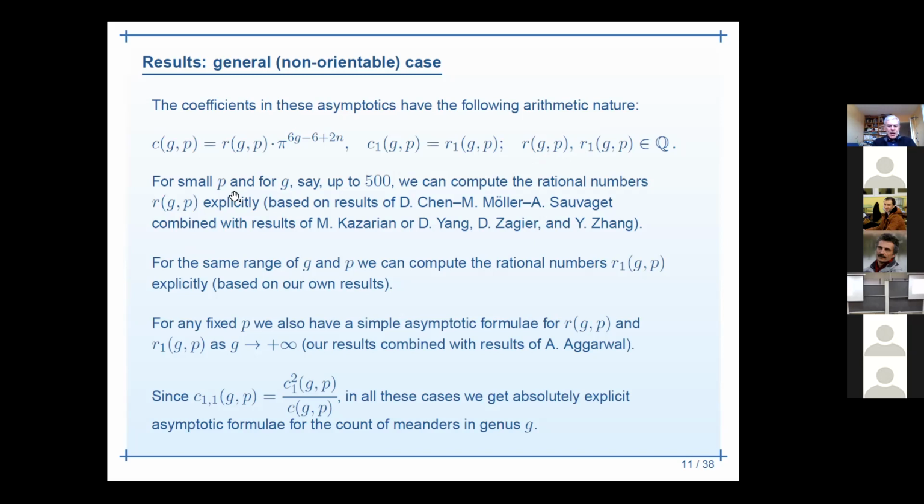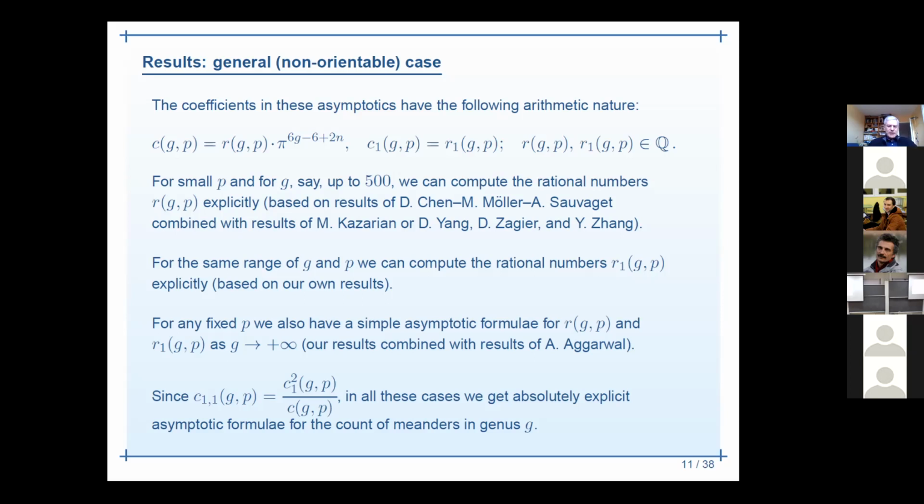Now, how efficient is this? For small p and for g, say up to 500, thanks to recursion, there is a formula for the Masur-Veech volume due to Chen-Möller-Sauvaget, which expresses it in very particular Hodge integrals, where there is also tau2 to some power involved.